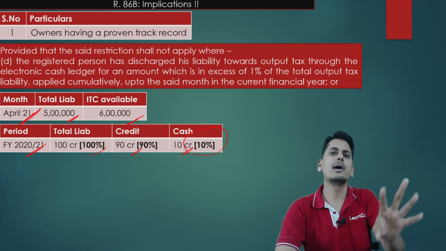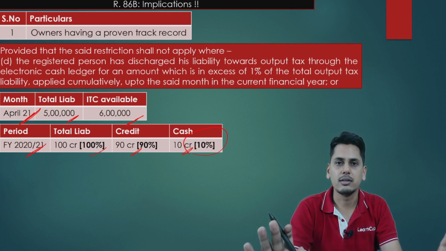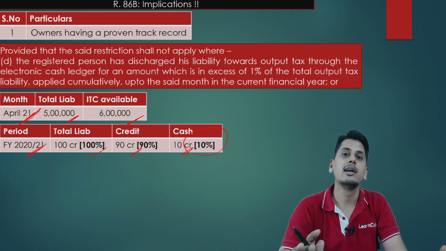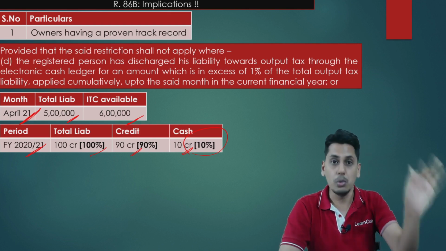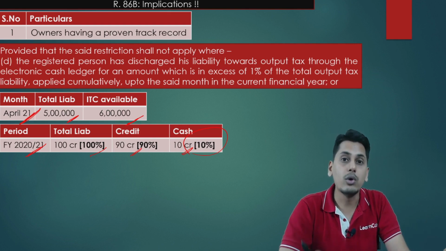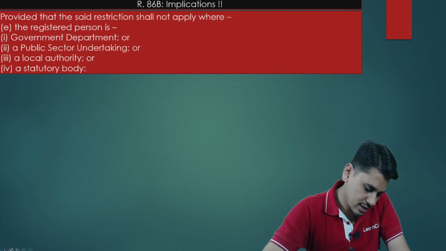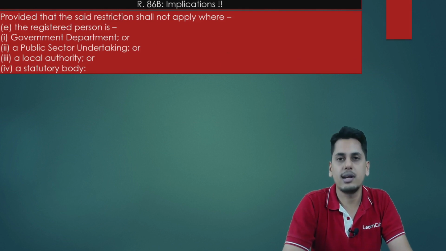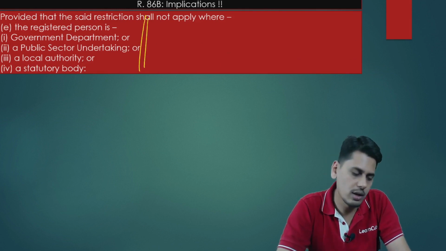In the past financial year, you might have paid 100% from cash ledger only. We are not bothered. As far as this relaxation is concerned, it is only and only for the current financial year. Cumulative status, you can check only in the current financial year. The next relaxation is for persons having a proven track record. Friends, for these persons, Rule 86B does not apply.